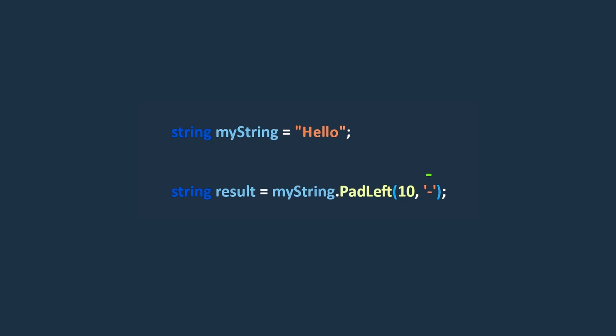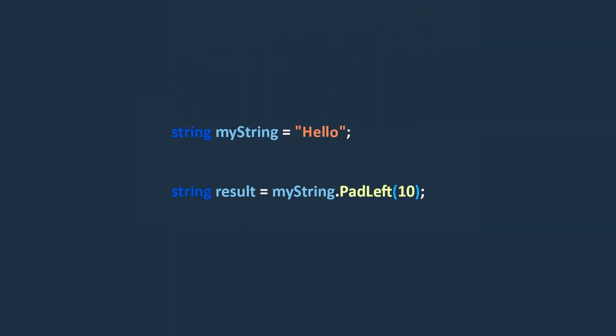In this example, the string hello is padded with 5 dashes on the left side to achieve a total width of 10 characters. In this case, the result would be like this. Okay, when the PadLeft method is used without specifying a character, the string is padded with white spaces on the left side. In this case, the string hello is padded with 5 white spaces.